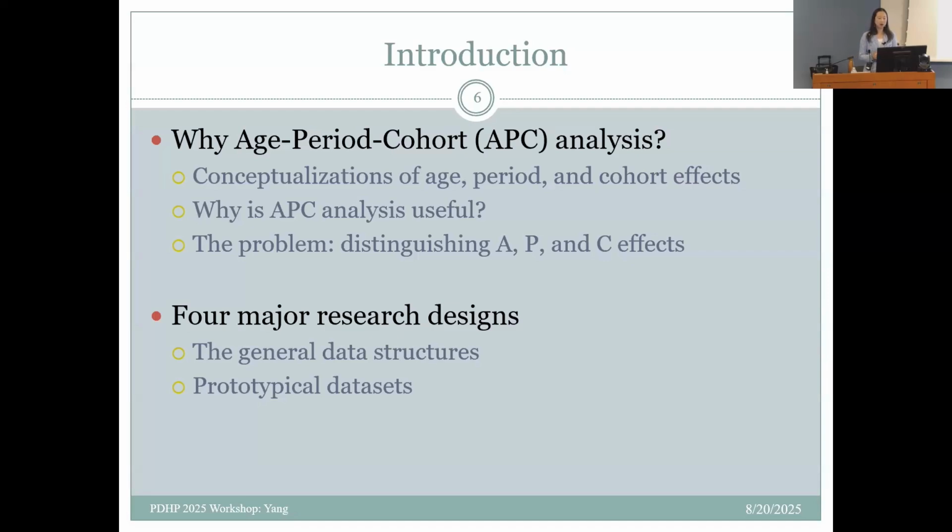And then I will talk about 4 study designs that enable us to conduct APC analysis with temporally ordered data. We'll look at the general data structure that suggests different modeling strategies and also helps us with data preparation. I will give examples of specific data sets typical for each design that will be used in subsequent sections to show how to work with them to implement various methods.